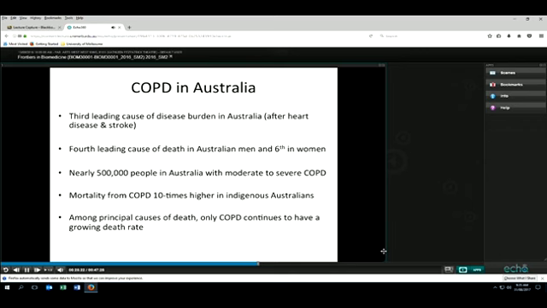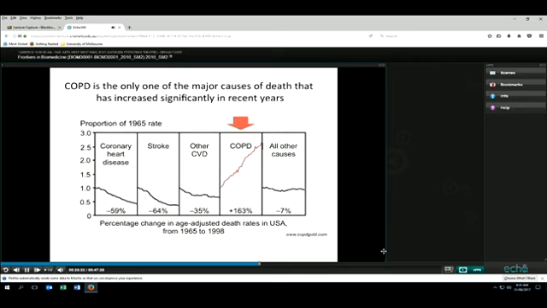If we look at this last point here, only COPD is continuing to rise in terms of cause of death. So this is since the 1960s, essentially due to sort of improved healthcare and improved primary prevention. A lot of these conditions, the death rate from most cardiovascular diseases is still falling, but COPD is increasing.